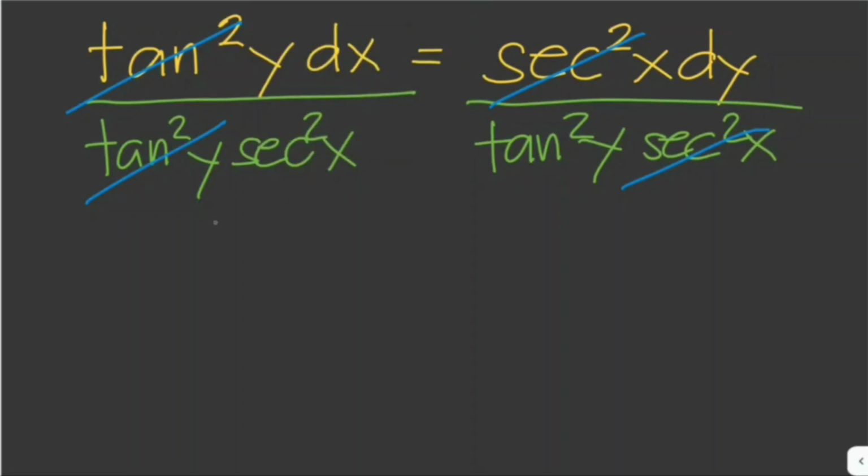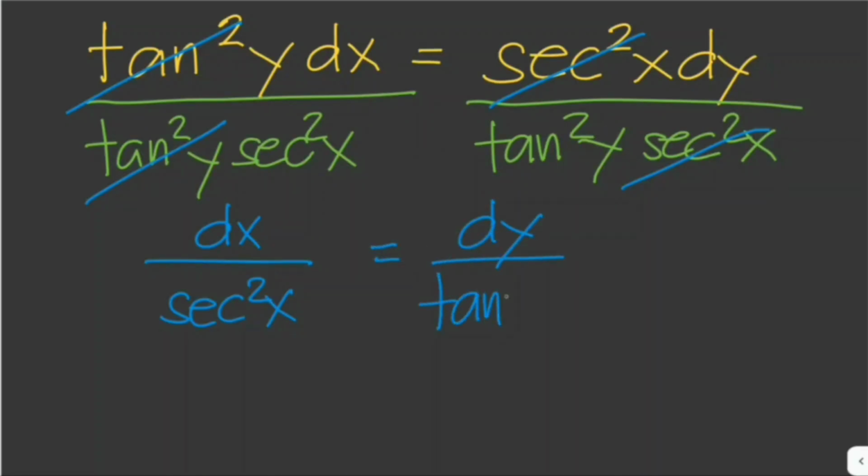Then we are left with dx over secant squared x equals dy over tangent squared y. And then we integrate both sides. Now we have a problem because we cannot directly integrate 1 over secant squared x and 1 over tangent squared y. So we can use the trigonometric identities to make this integrable.